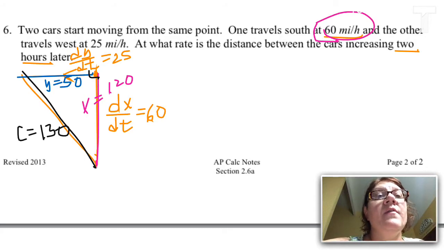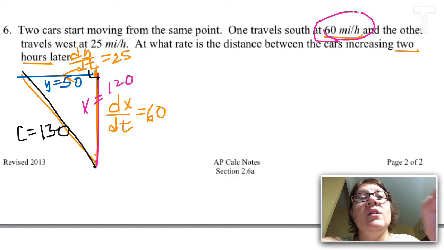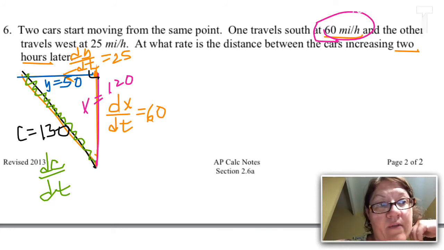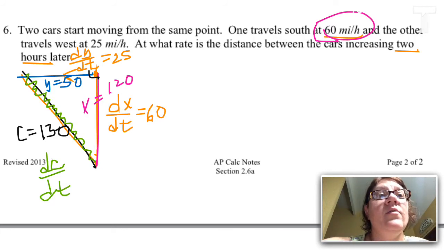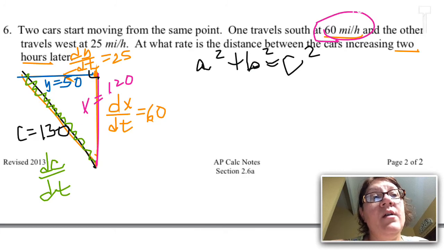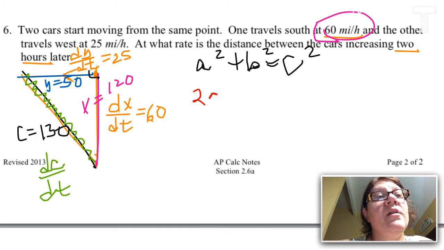Okay, so now if I'm trying to figure out the rate that the distance between them is changing, I'm looking for this rate right here. So I want to find dc/dt. And of course the one formula that I have that I can use on my right triangles, and we talked about this in class today, is this formula. And if I want to involve rates, I'll have to do some deriving. And we derived this in class today.